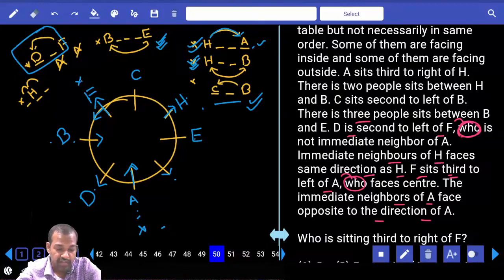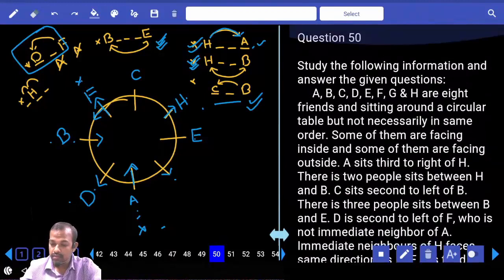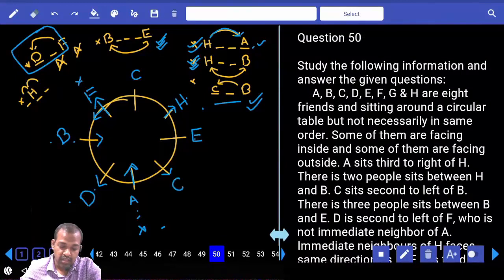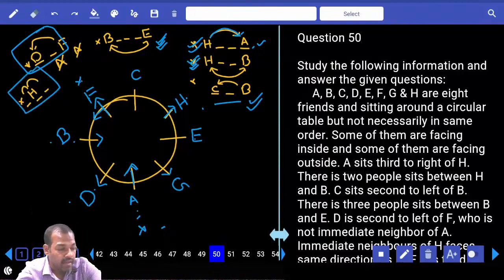Then who is the remaining person left here? G. So G has to come here, or not? Yes. Then what is the condition he has given here? The immediate neighbors of H are facing the same direction as H. And here H is facing outside. And definitely these two persons have to face outside, or not? Completed.